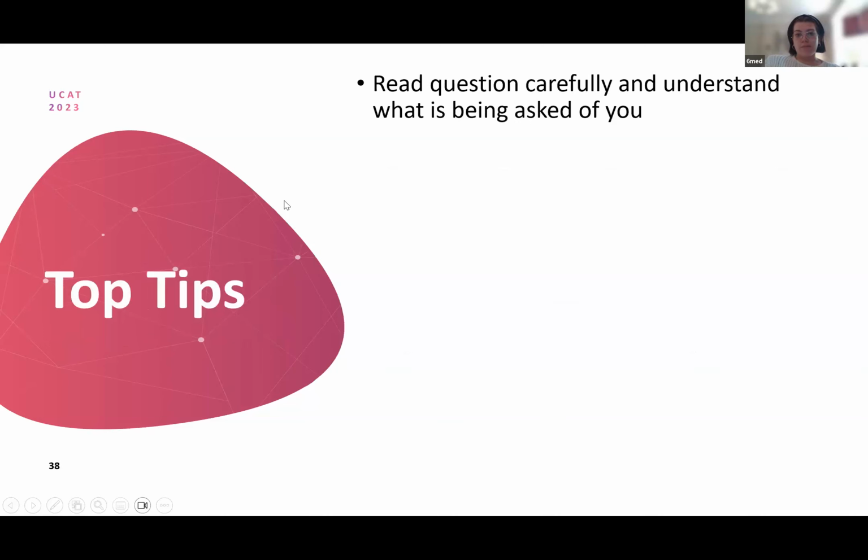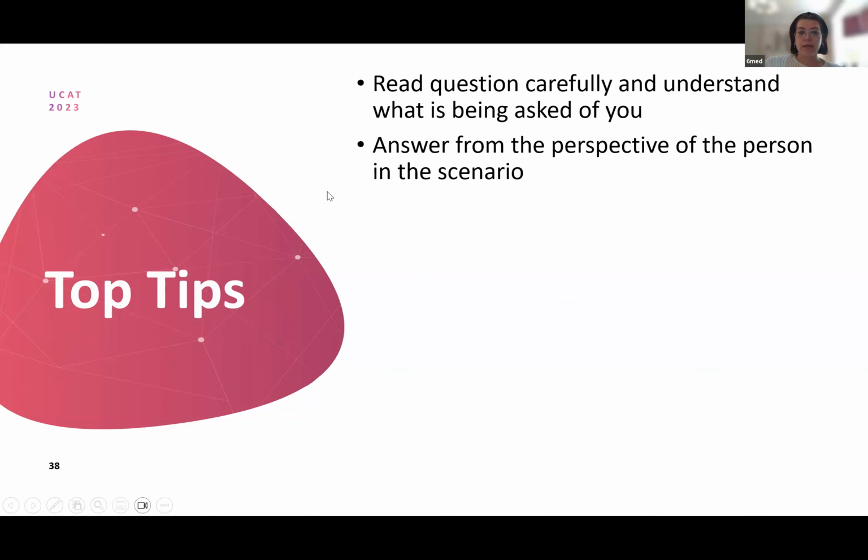So top tips: read the question really carefully, understand what's being asked of you, pay attention to the language again, because very slight changes in the language will change what the response is. Put yourself in the shoes of the person in the scenario. So if they're a medical student, put yourself in that person's shoes. Are they a nurse? Are they a doctor? Are they a patient? What is it?